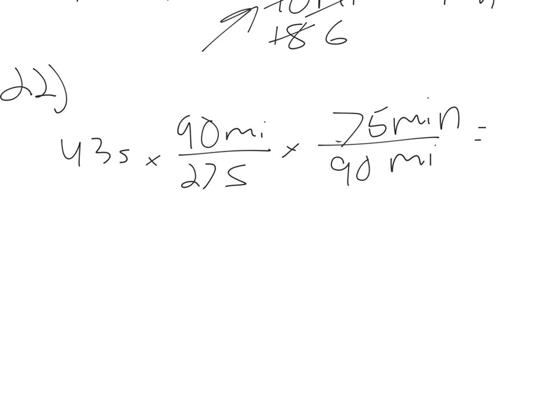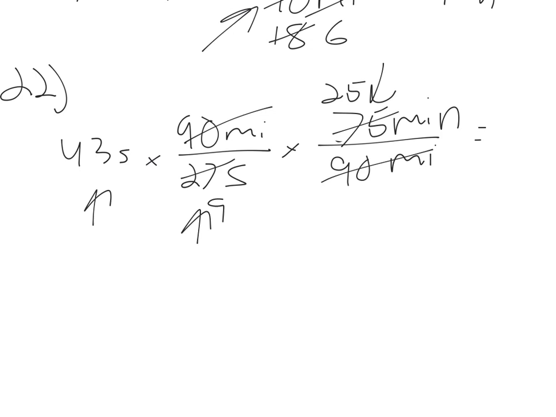75 minutes. Now you'll notice that if I do it this way in 2 steps, this makes it a lot easier because 90 miles on top, 90 miles on bottom, that's going to cancel right away. And now I'm just doing 43 times 75 divided by 27. 75 over 27 should reduce by 3. So if I divide that by 3, I get 25. I divide that by 3, I get 9. So I'm going to have 43 times 25 over 9. Should be 119. Check in your calculator to make sure.